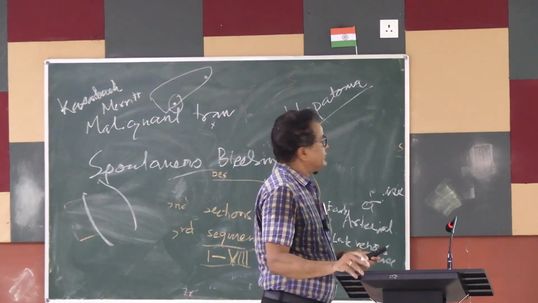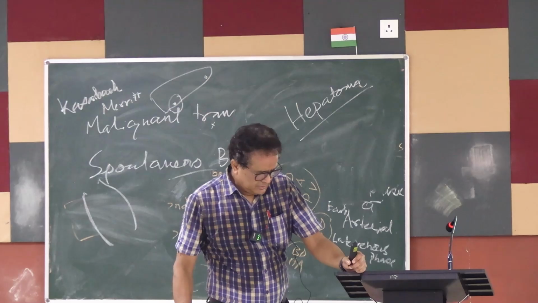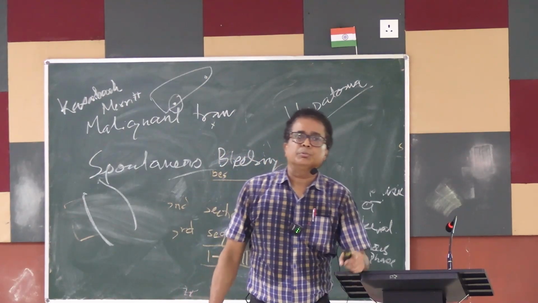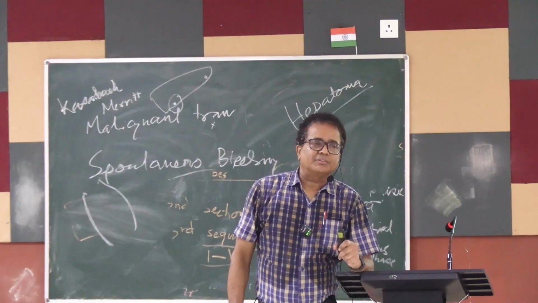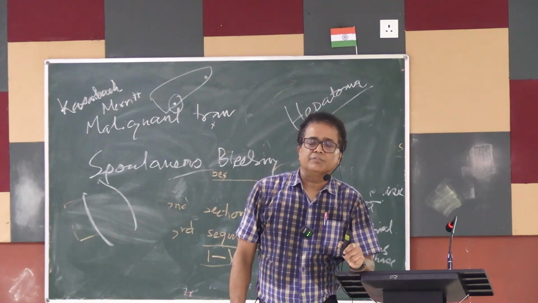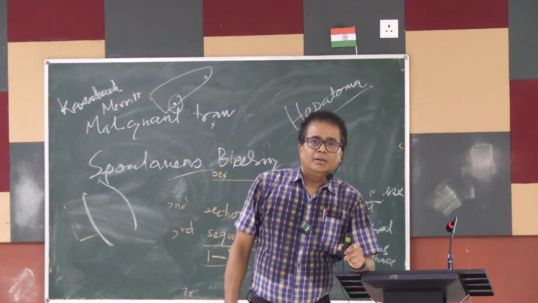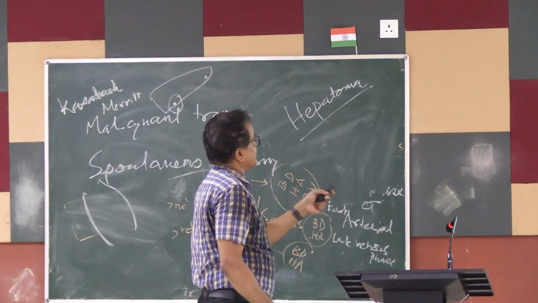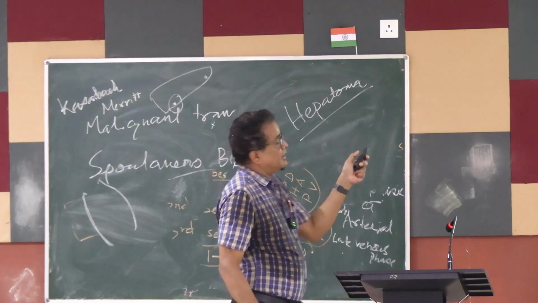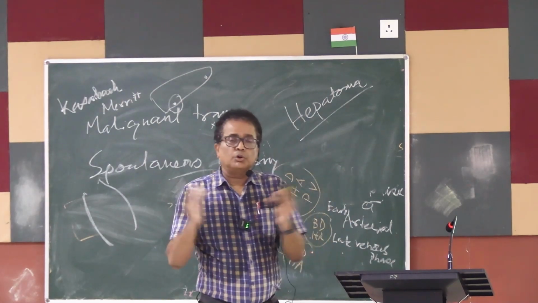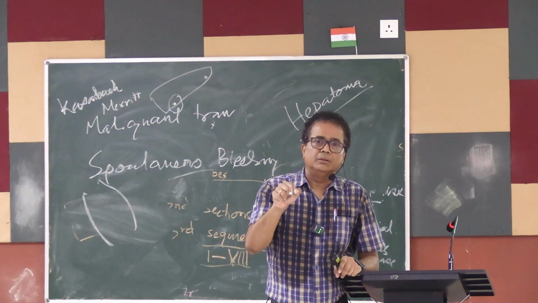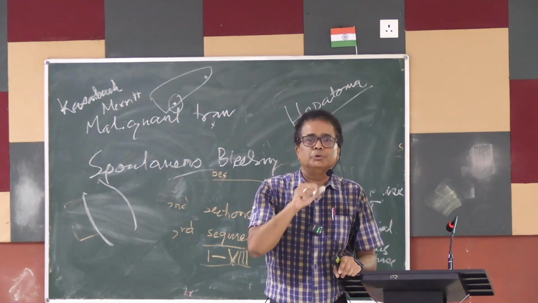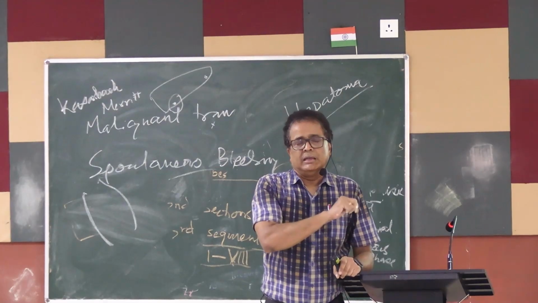When will you treat this patient? When the size of the tumor becomes more than 5 centimeters. You understand, when the size of an individual tumor is more than 5 centimeters, then you must treat the patient. And when the tumor does not regress on stopping the oral contraceptive pills, in that case, you should treat the tumor.